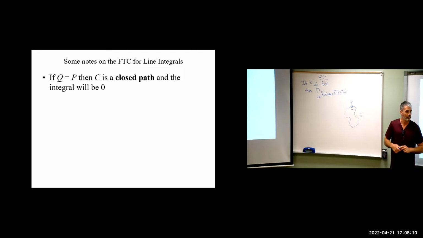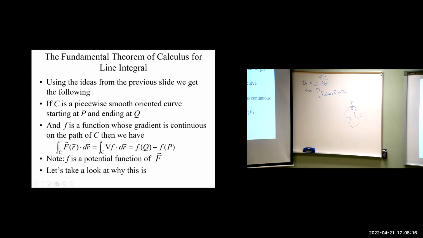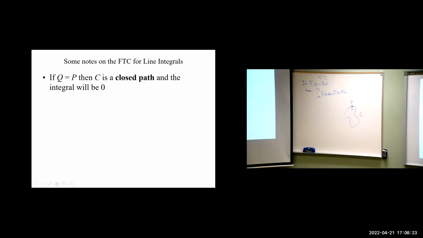Well, if P and Q are equal, this statement will seem really obvious. If P and Q are equal, then basically we're looking at f of Q minus f of Q, or f of P minus f of P. So the line integral would be 0. And that's for any closed path, right? Because all we care about is where we start and where we end. Hence the term path independent. Does that sound familiar?